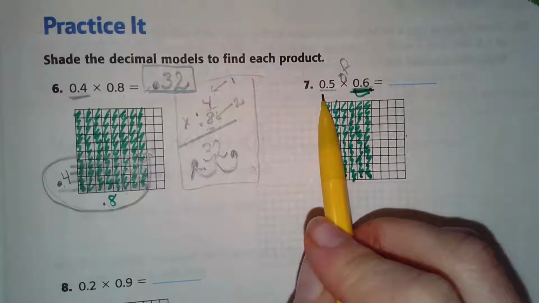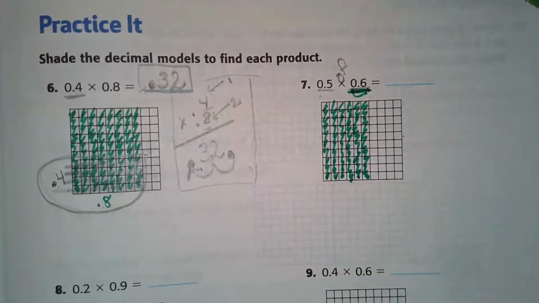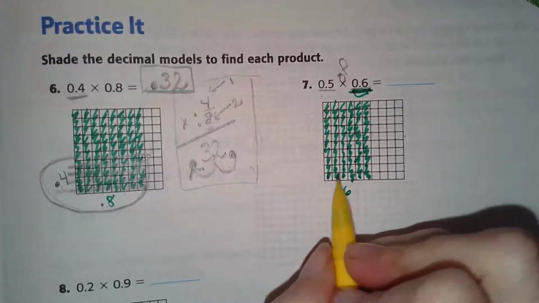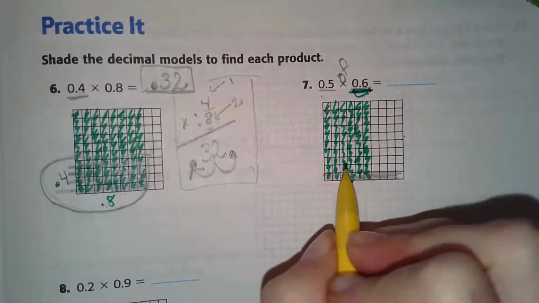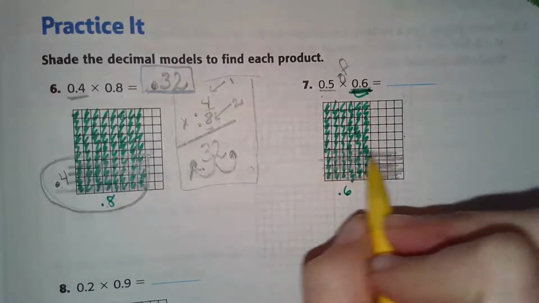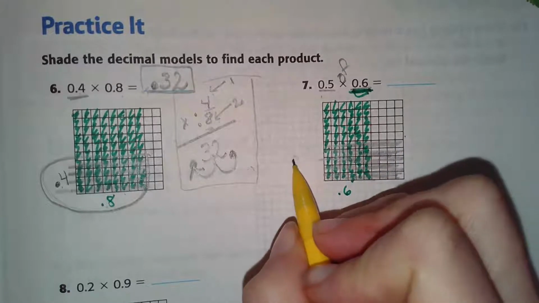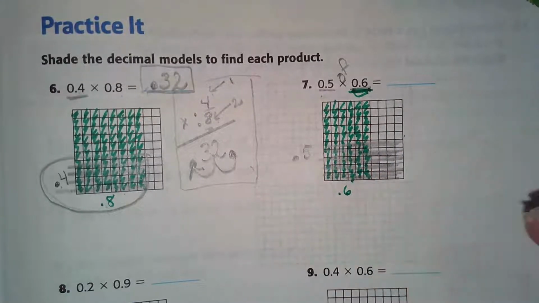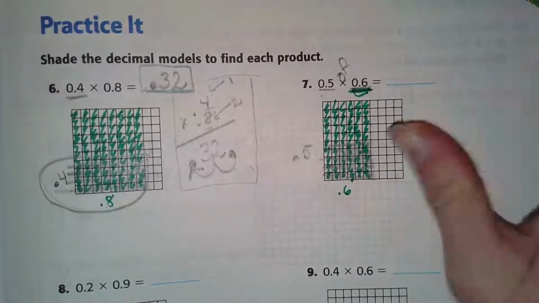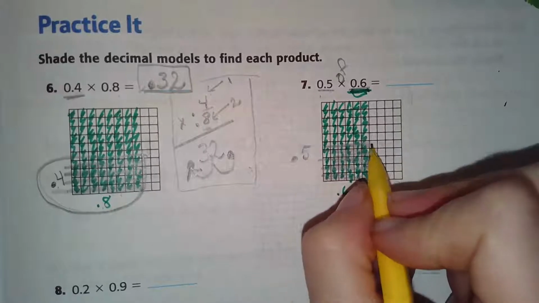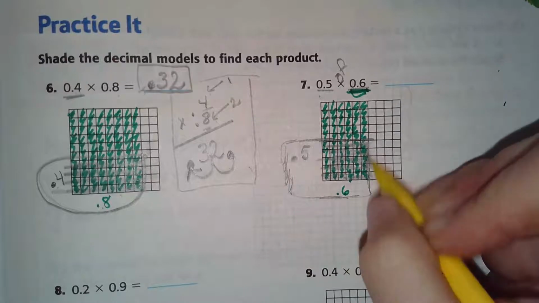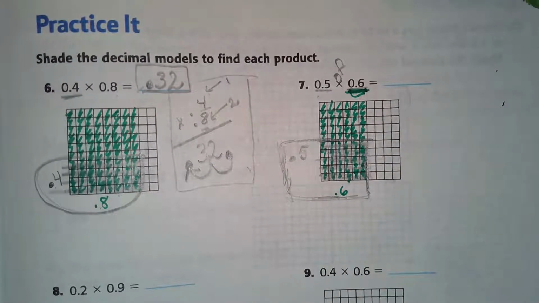Of those 6/10, I want to take 5/10. So remember, here were the 6/10, but I don't want all of them. I just want a piece of them. 1/10, 2/10, 3/10, 4/10, 5/10. But I don't want 5ths of the entire box. I only want 5/10 of the 6/10 that I took in the first place. So this amount right here shows 5/10 of 6/10.